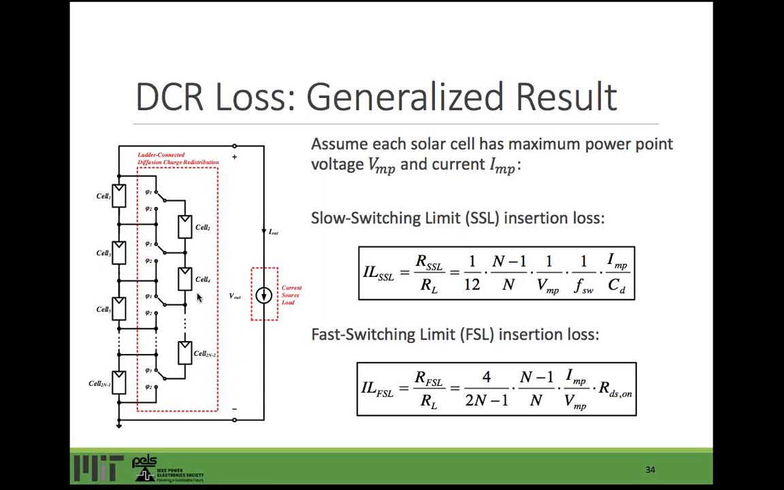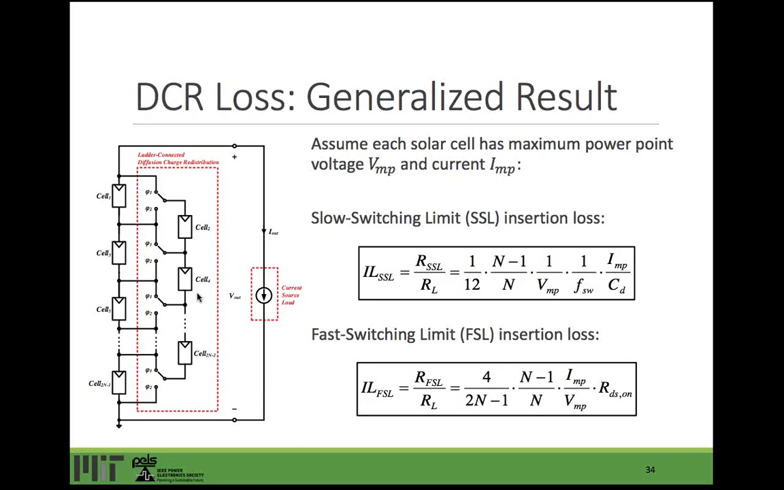We also note that the SSL insertion loss is approximately constant for large N, so it will always persist in the system unless switching frequency can be arbitrarily high. On the other hand, the FSL, the fast switching limit insertion loss, is proportional to RDS-on as we expected, but it's actually inversely proportional to the number of cells N. Now this can be understood intuitively by noticing that the conduction loss is approximately fixed at I squared R, but the total generated power from the ladder string increases linearly with N. So with that, the percentage insertion loss actually decreases inversely proportional to N as well. So this is why we can increase the number of cells to make the fast switching loss insignificant.